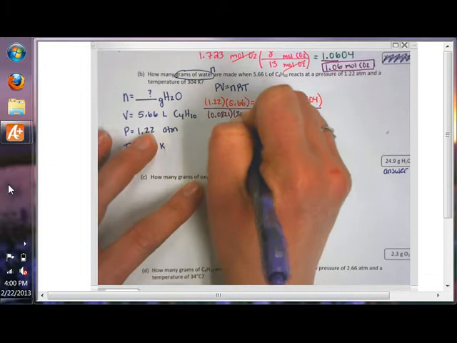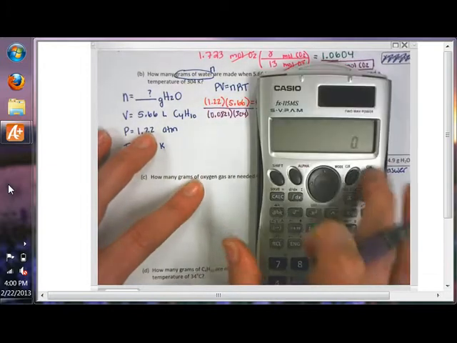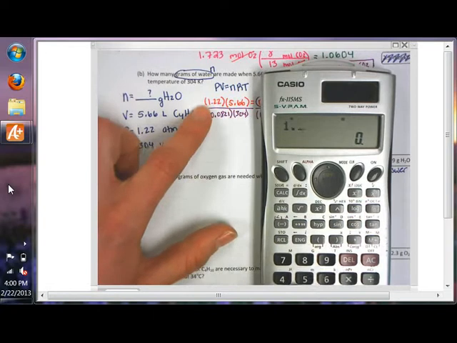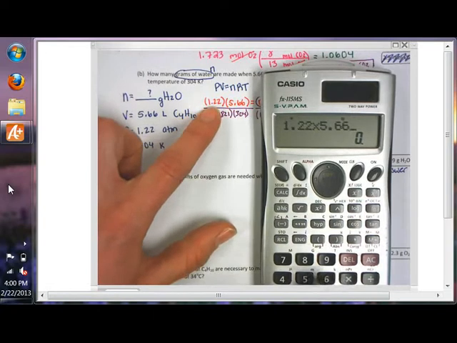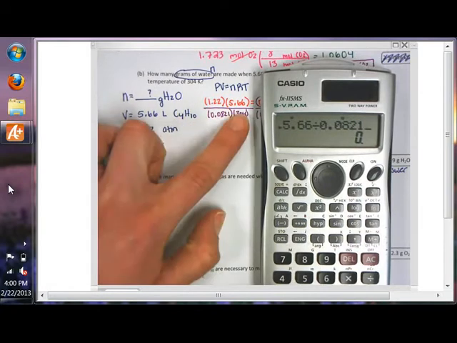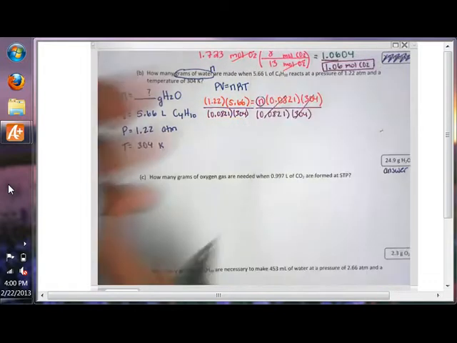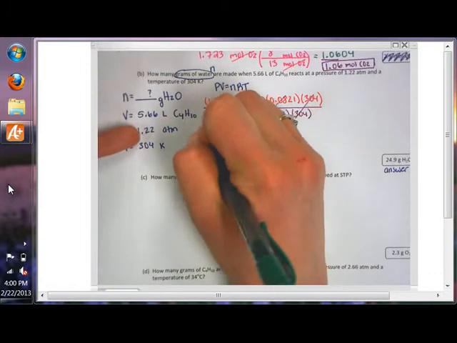I'm going to go ahead and show you typing this into my calculator. 1.22 times 5.66, hit divided by 0.0821, hit divided by again, 304. So this is what my calculator gives me. My calculator gives me n equals 0.2766 moles.